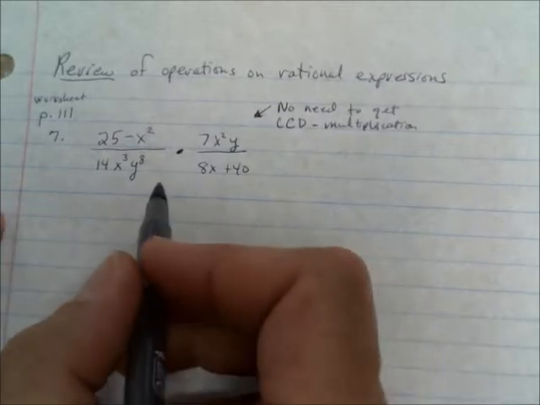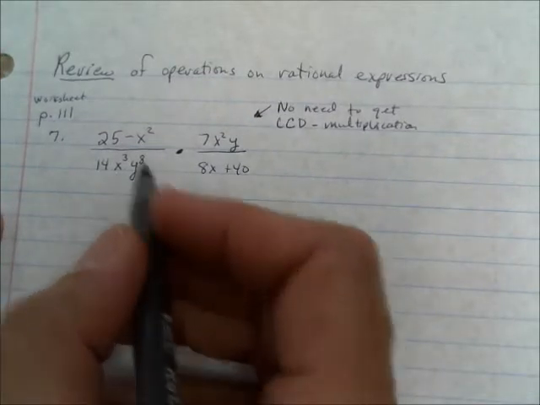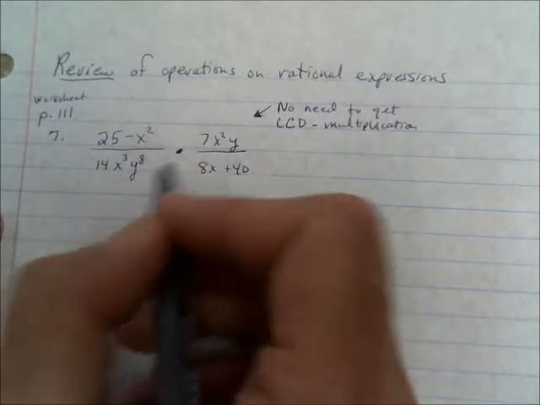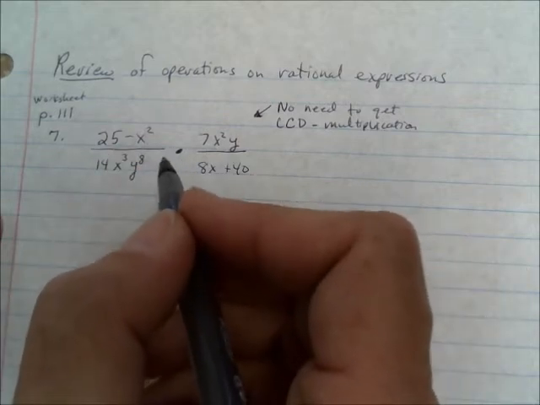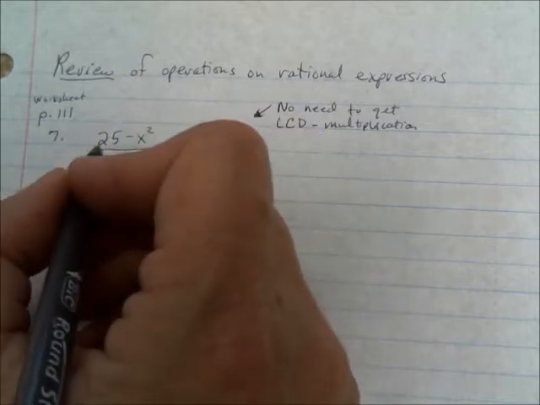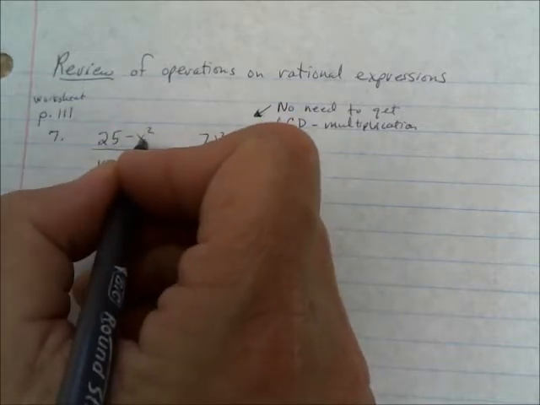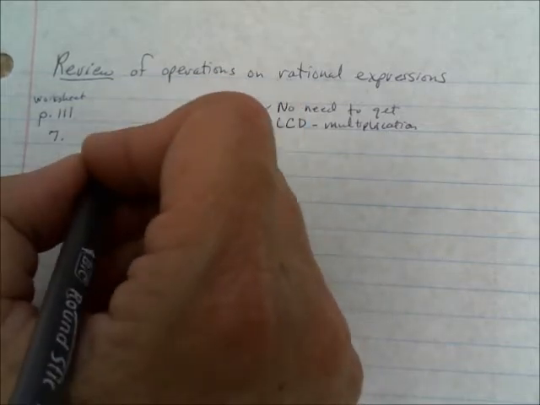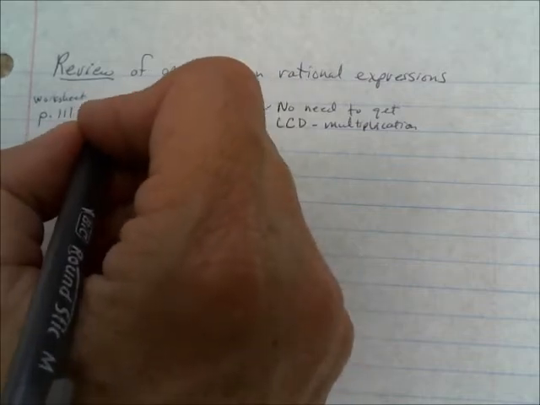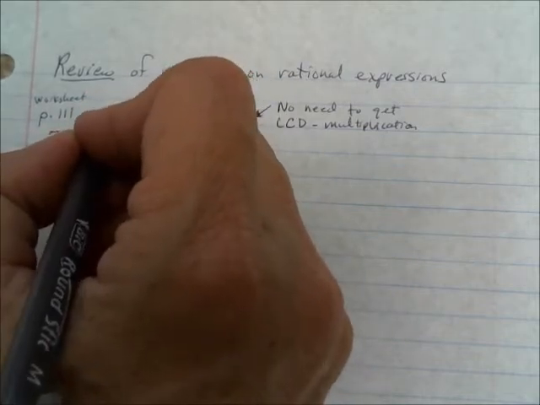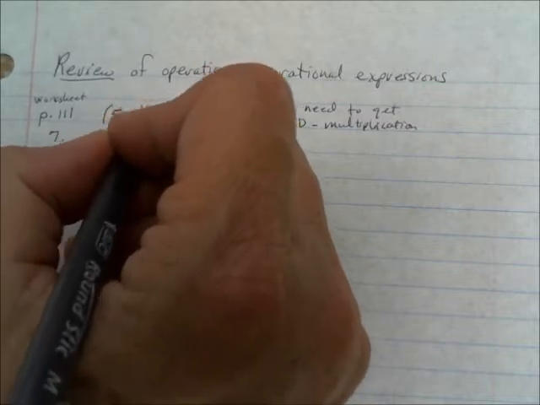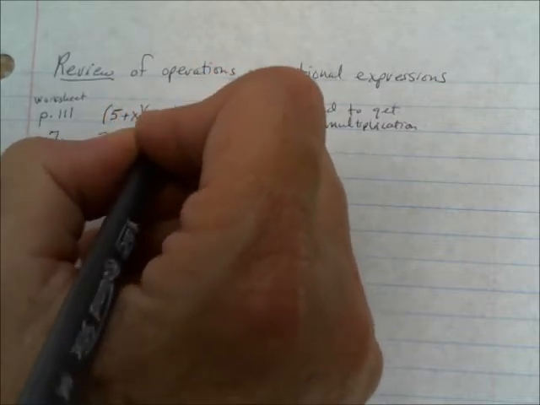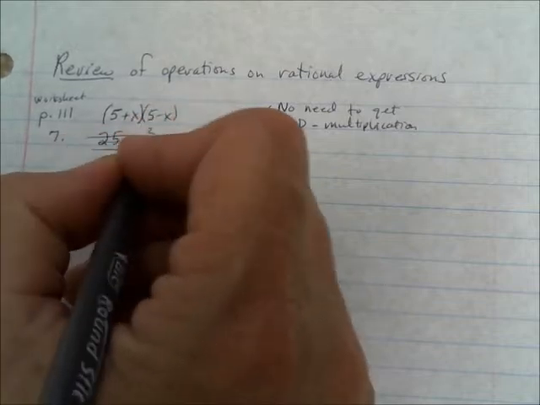What we're going to do with the multiplication problem, if you remember, is completely factor the numerators and denominators, and then cancel out or divide out the common factors. In this first numerator, you have the difference of two perfect squares. 25 minus x squared: remember the 25 comes first, so the 5 has to come first in the parentheses. 5 plus x times 5 minus x. Look at the 5's coming first, not the x's.